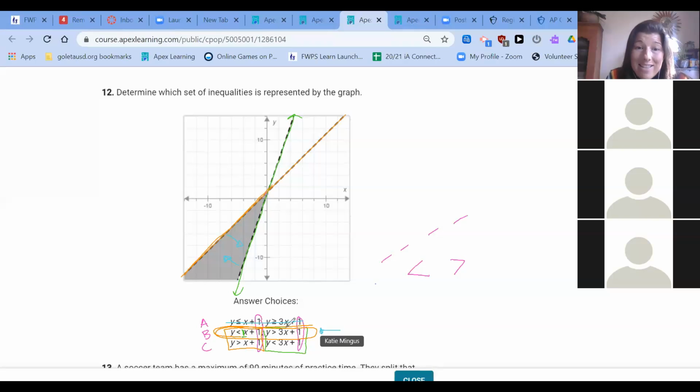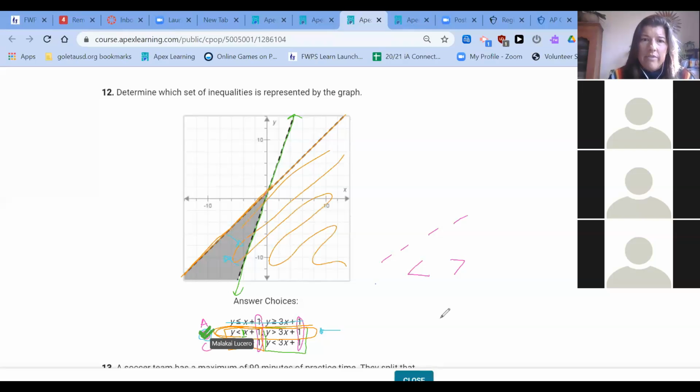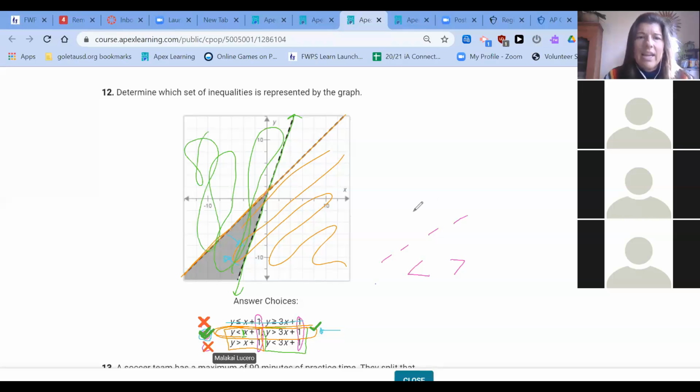So we're going to have y less than x plus 1, meaning it's going to be shaded below it. So all of this is going to be the solution of the orange. Okay. And then greater than the green line, which is this one. And then our overlap, beautiful, is right here. There it is. Okay. So B is our correct answer choice.